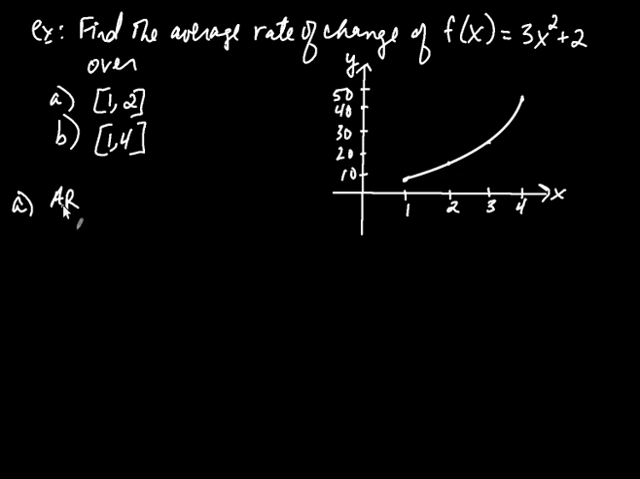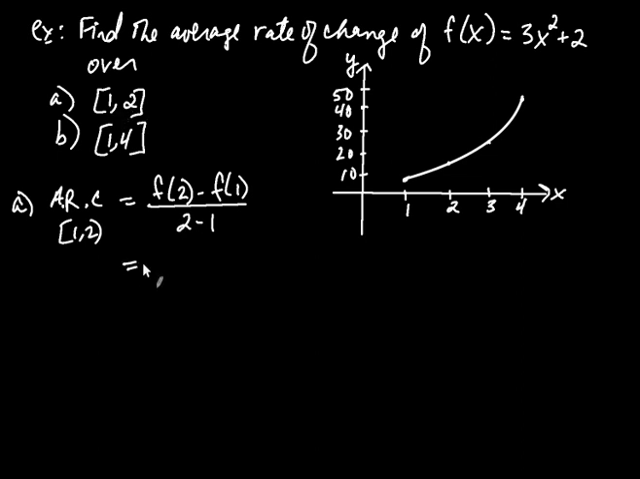Okay, so for part A, we're after the average rate of change. I'm going to abbreviate that as ARC from the interval from 1 to 2. And by definition, that's just f of 2, take away f at 1, divided by 2 take away 1. So all you do is you evaluate the function at the end, subtract off the value at the beginning, and then divide it by the right point, take away the left point.